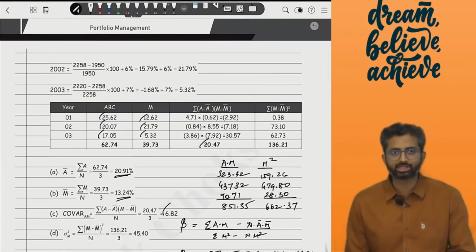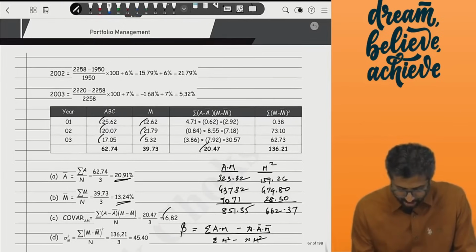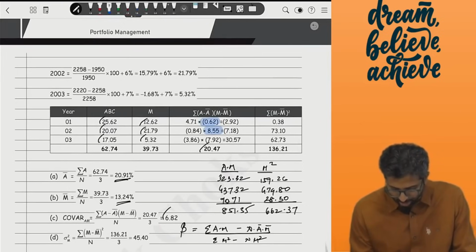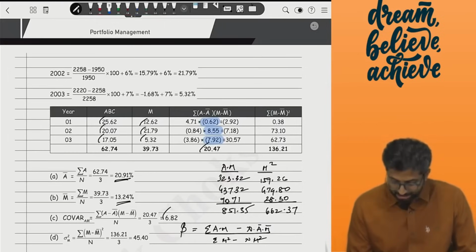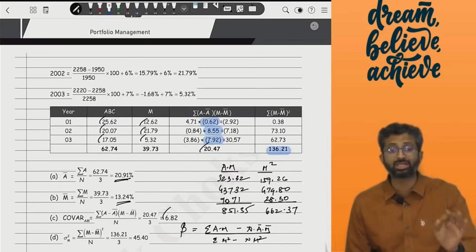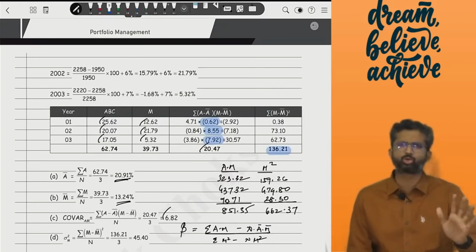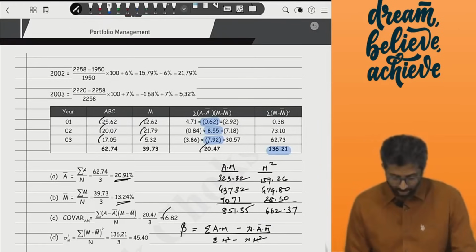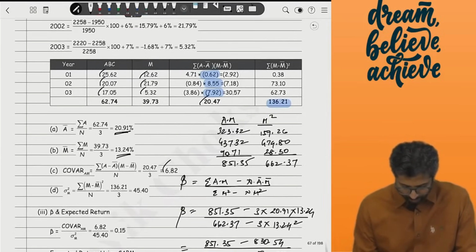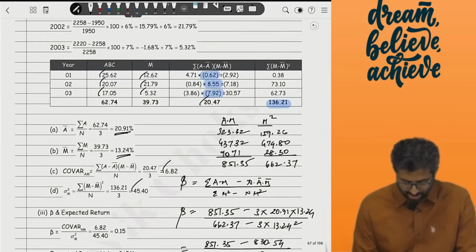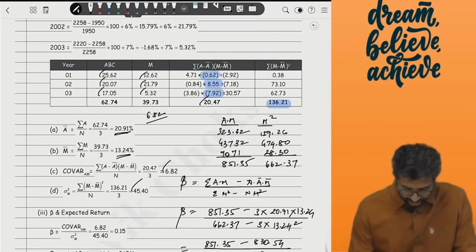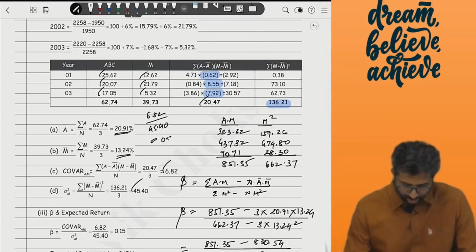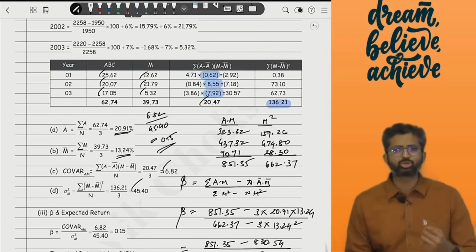Now the beta is covariance upon the variance of the market. So when we did this, M minus M bar: 0.62, 8.55, 7.92, you will square it to get your answers. And hence this is 136.21 divided by 3, that will give you the variance of the market. If you want to square root it, that is the standard deviation, but this will give you the variance of the market around 45.4. And the beta can be calculated as the covariance, that is 6.82, divided by the variance of the market, that is 45.4, and hence your beta comes to 0.15. Now this is calculation using the standard method.